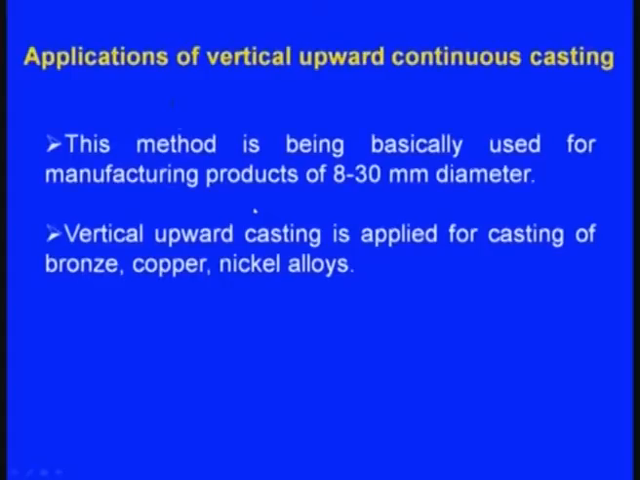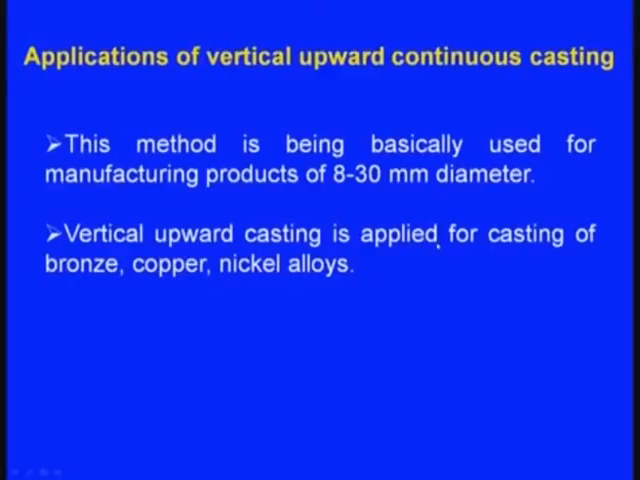Applications of vertical upward continuous casting. This method is basically used for manufacturing products of 8 to 30 millimeters diameter, meaning for smaller diameter components or bars, this method can be successfully used. Vertical upward casting is applied for casting of bronze, copper and also nickel alloys.